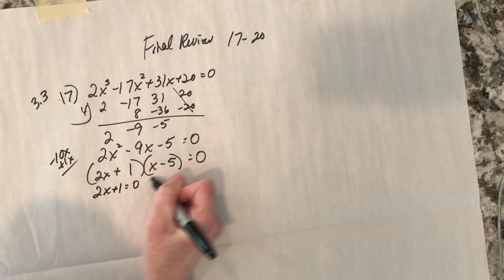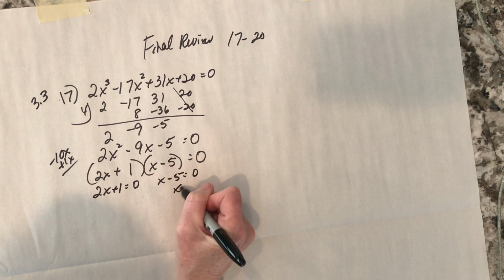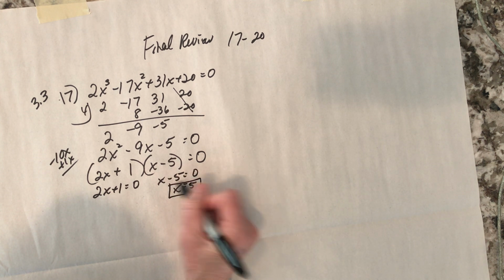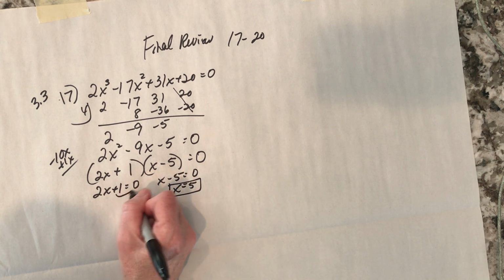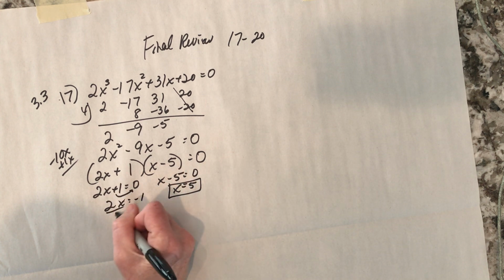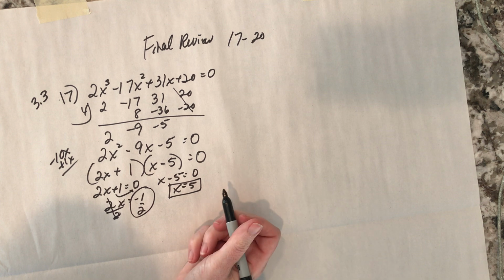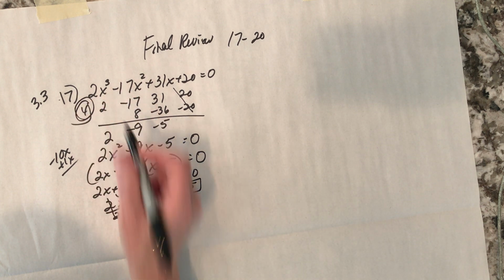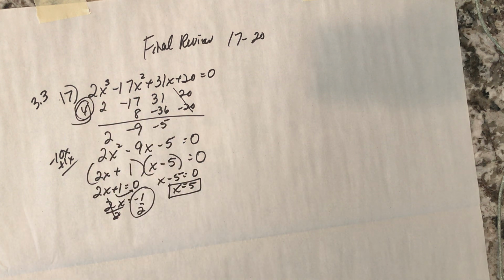So set each of these equal to 0 and solve them. X equals a positive 5, that's a 0 of ours. Move the 1 across. Negative 1/2 is one of our answers. And don't forget 4 up there. He's also one of our answers.